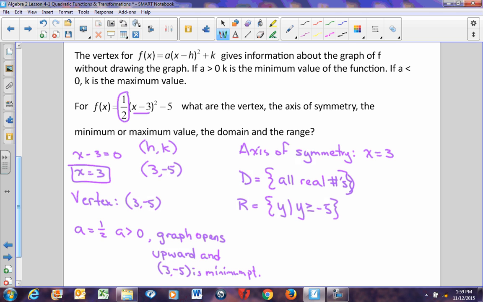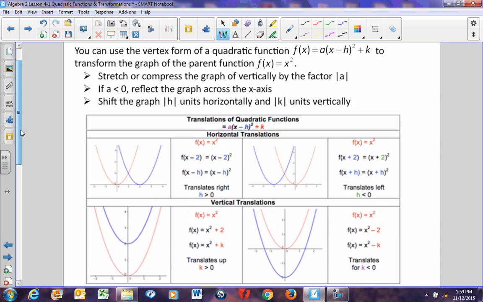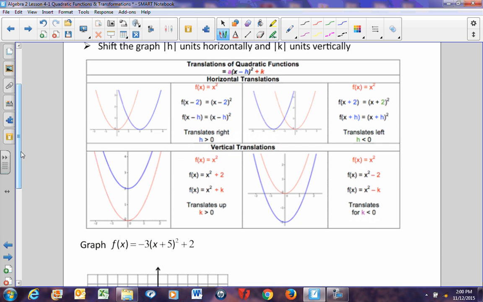Okay, so you can use your vertex form to transform the graph by remembering some of these very important rules. It stretches or compresses the graph vertically by a factor of the absolute value of a. If a is less than 0, you're going to reflect the graph across the x-axis because if it's negative, it's going to make it open downward instead of upward. You shift the graph h units horizontally and k units vertically. And of course, these horizontal and vertical translations kind of sum it up for you.